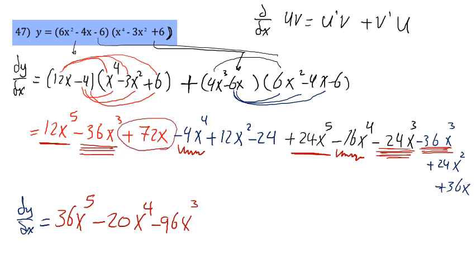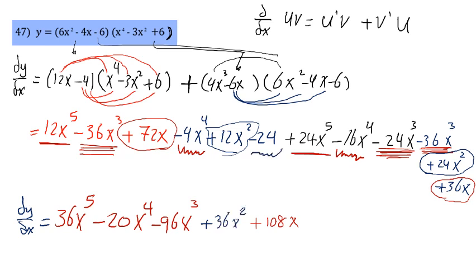72x and 36x is 108x. 12x squared and 24x squared is 36x squared. Finally, I have negative 24, so minus 24.